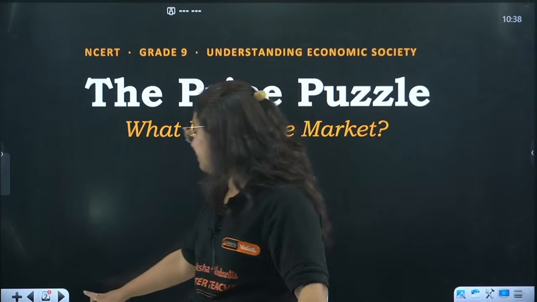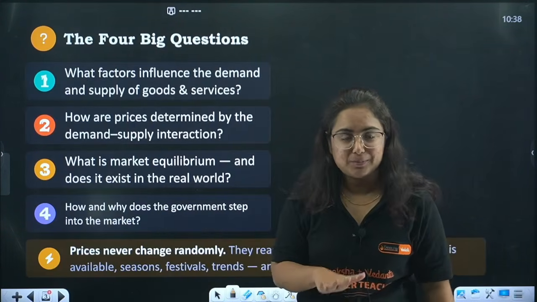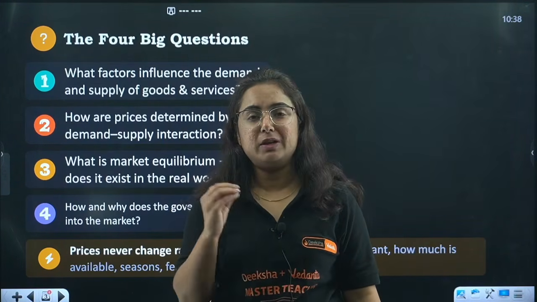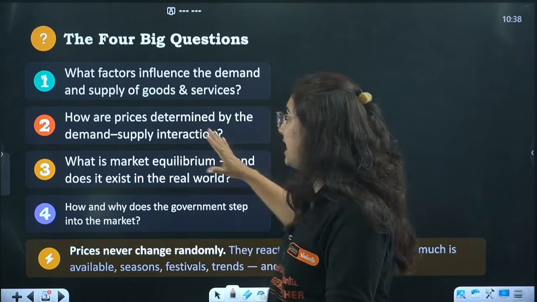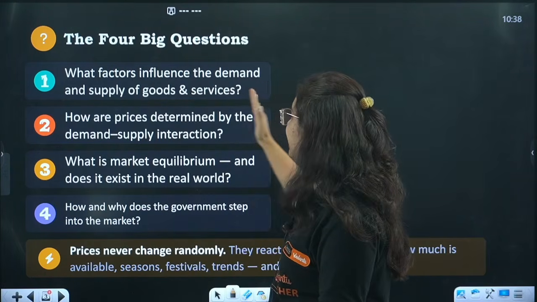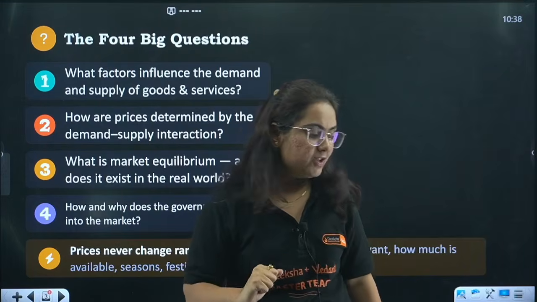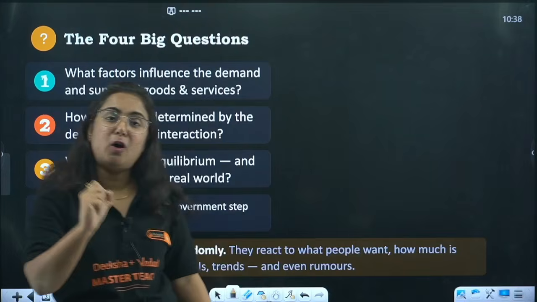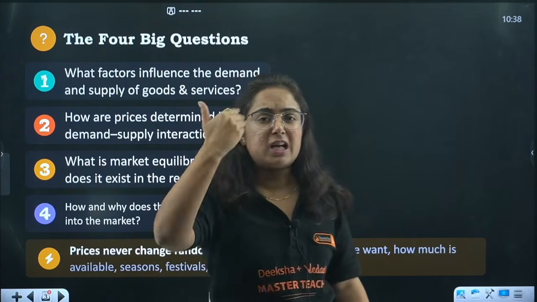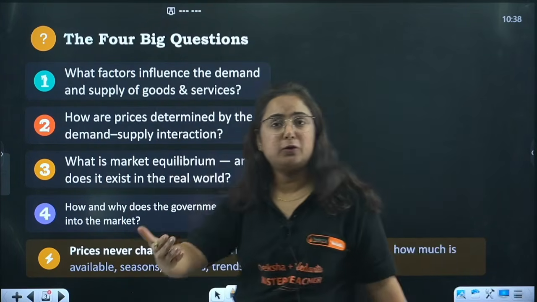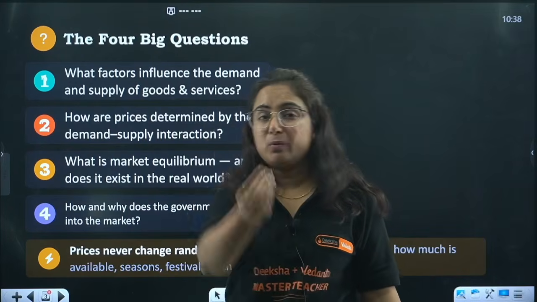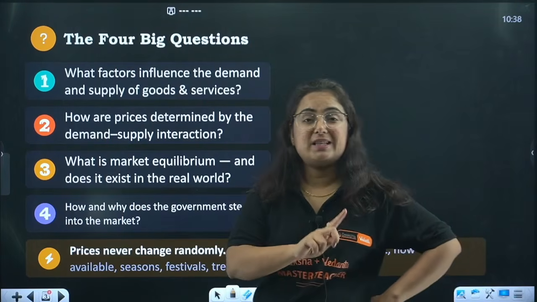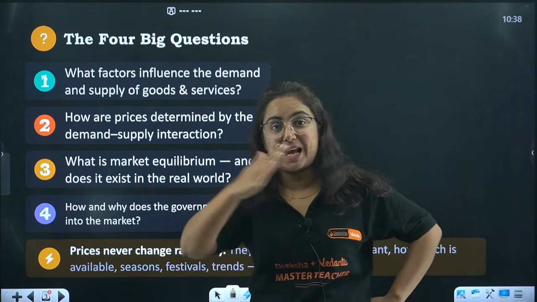First of all, let me tell you what you are going to study in this chapter and how we are going to study it. There are 4 big questions that we will solve in the entire chapter. What 4 factors influence the demand and supply of goods and services? Economics can only be understood with the help of goods and services. The counting and the value of goods and services is the worth by which we know about economics, right?